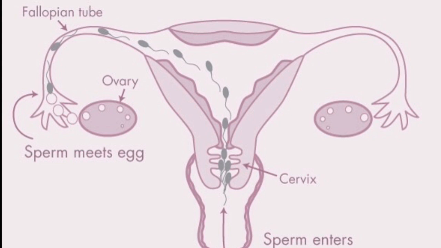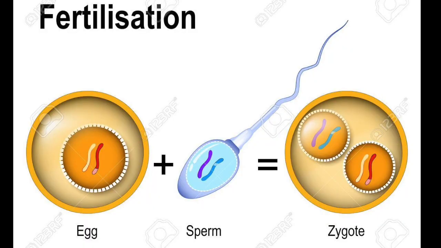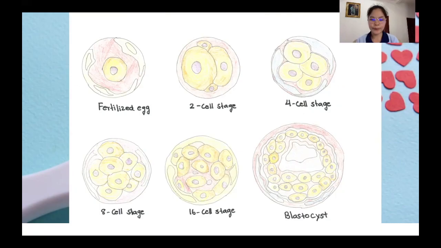Once fertilization takes place, this newly fertilized cell is called a zygote. From the zygote, it will move down the fallopian tube and go down into the uterus. The fallopian tube carries the egg from the ovary to the uterus.